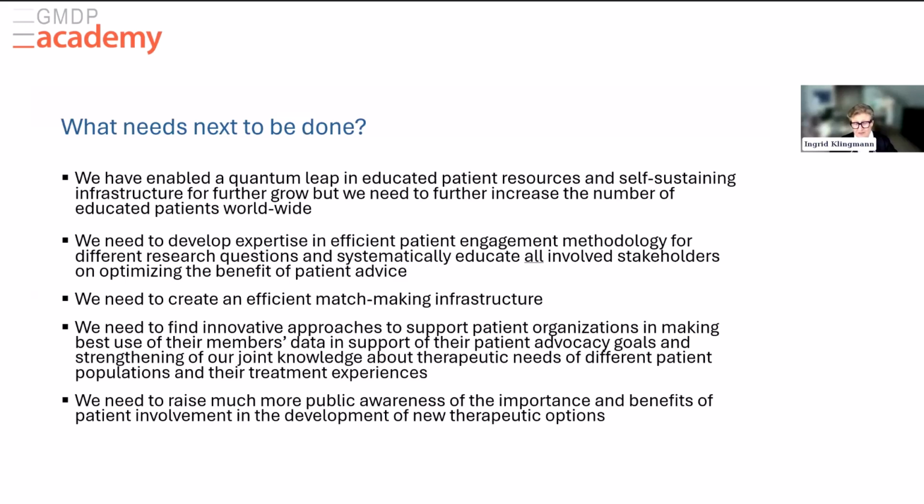And we need to raise much more public awareness of the importance and benefits of patients' involvement in the development of new therapeutic options. We still need to ring the bell, make noise about that, and increase awareness to prepare the floor for all the activities that we are working on.